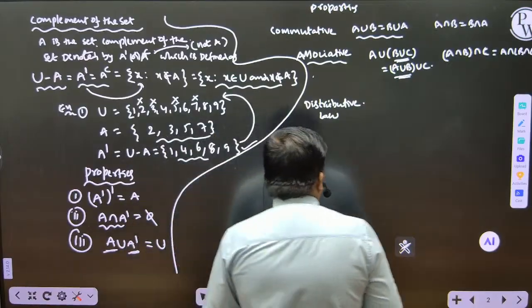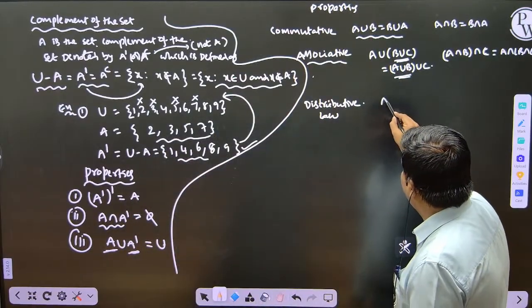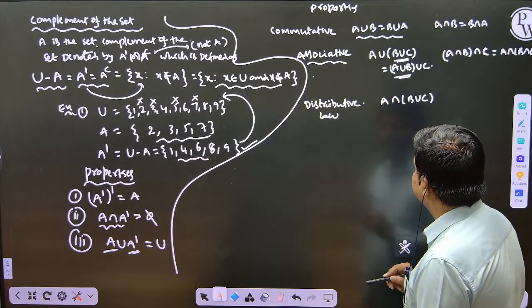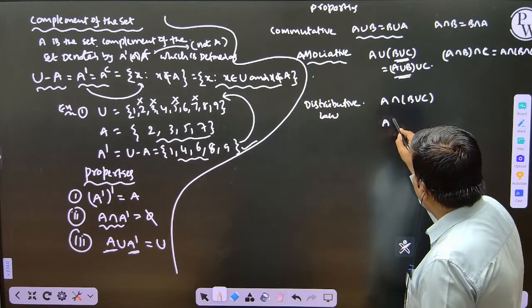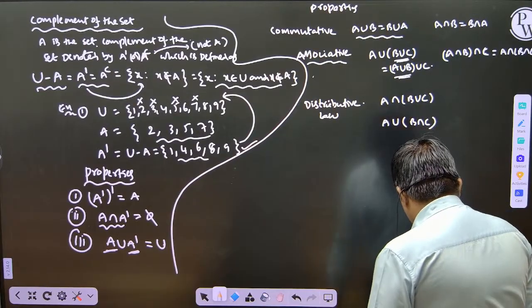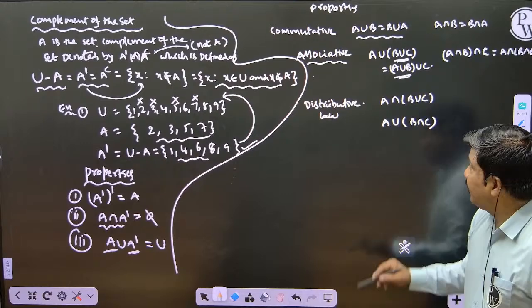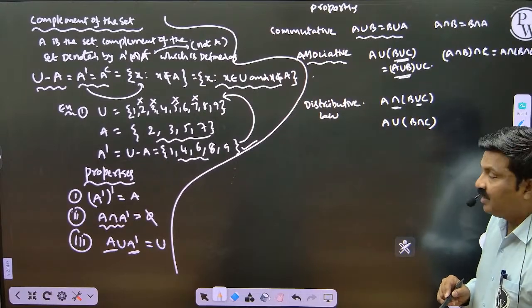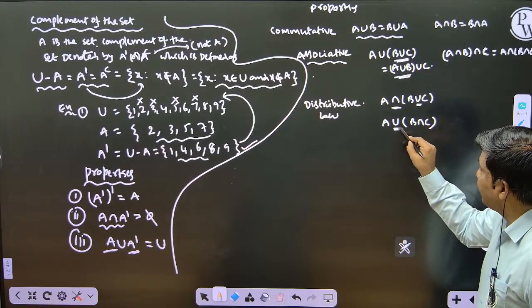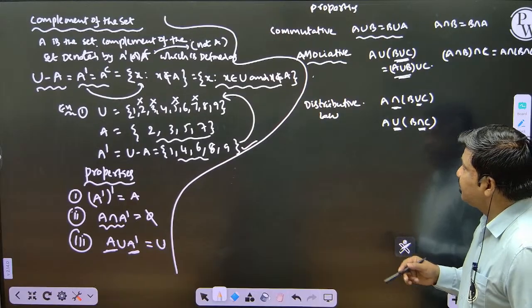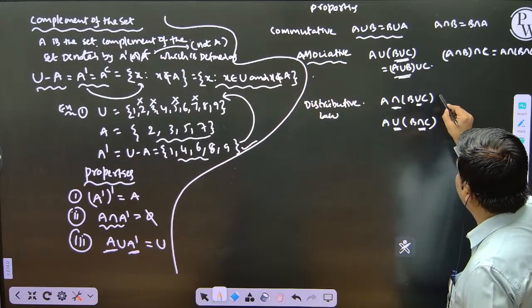What is the distributive law? Here, does intersection distribute over union, or does union distribute over intersection? What is the distributive property here? Which one is distributing? Union, or union distributes which one? Intersection or not. That's why these are called distributive properties.